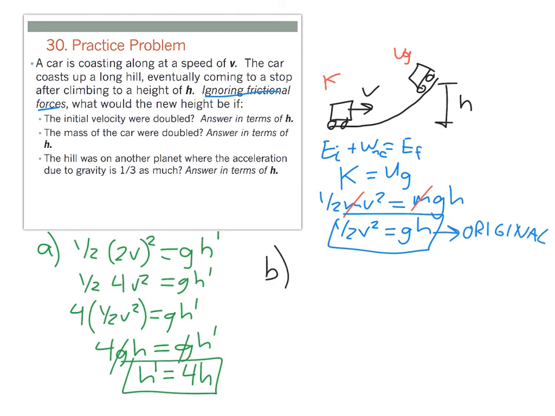Situation B, we are doubling the mass. However, if we look at this expression here, the mass canceled out. Okay, so the mass doesn't matter. So this would be a case where there is no change because that height does not depend on the mass. So our new height would simply be h.